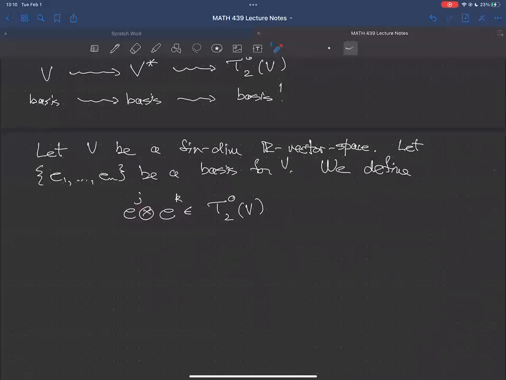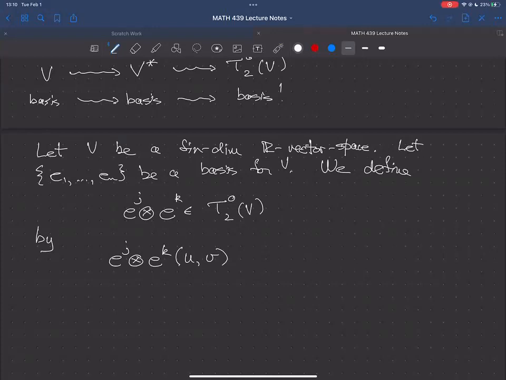But none of that matters. The only thing that matters is that this is a symbol that defines a bilinear map. So I need to tell you what that bilinear map is. I need to take EJ tensor EK, and it's a bilinear map, so what it does by definition is it takes two vectors and gives me a number. So I'm going to give it two vectors, let's call them U and V, and it gives me a number.